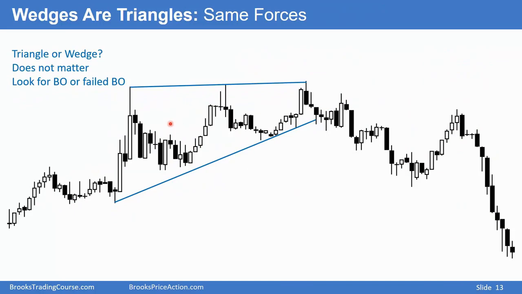Is this a wedge top or a triangle? This high is slightly above that. This high is slightly above that. We have 3 pushes up. However, the pattern is mostly triangle. What do you call it? A wedge or a triangle? Doesn't matter. The forces are the same.